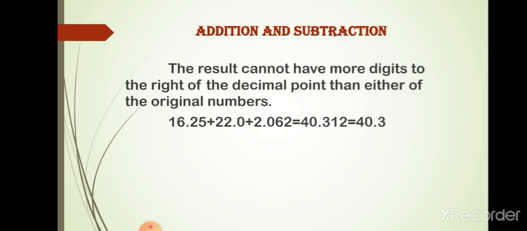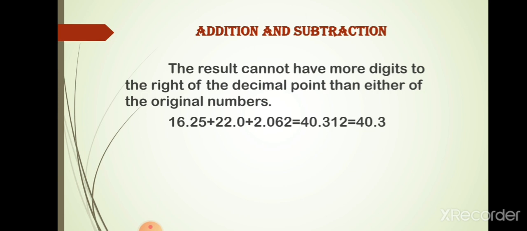Moving on to the calculations of significant figures, that is addition and subtraction. It is the normal addition and subtraction of decimal numbers, but the result cannot have more digits to the right of the decimal point than either of the original numbers.